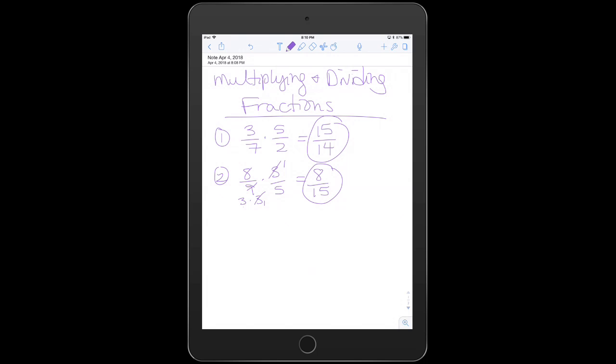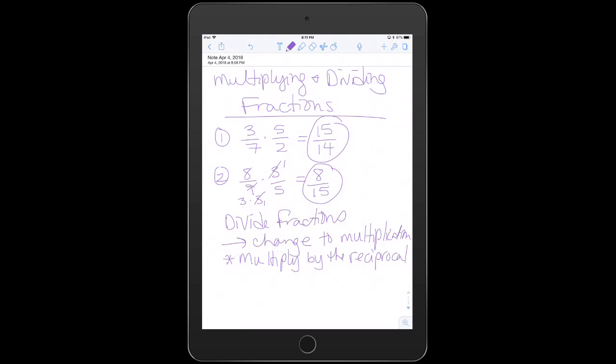To divide fractions, we actually change the division to multiplication. Sorry, that's really sloppy. And we're going to multiply by the reciprocal. Do you remember what the reciprocal is? We're going to flip the fraction.